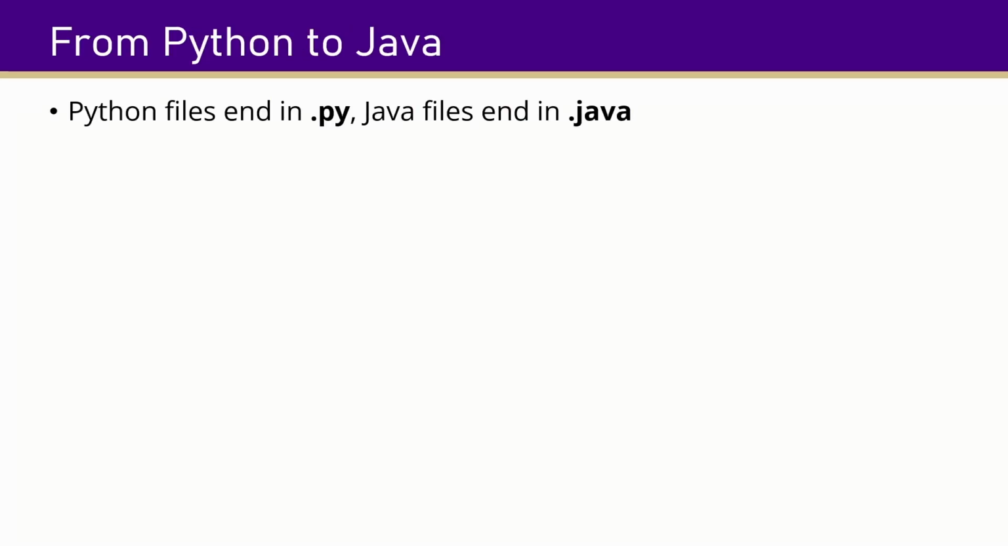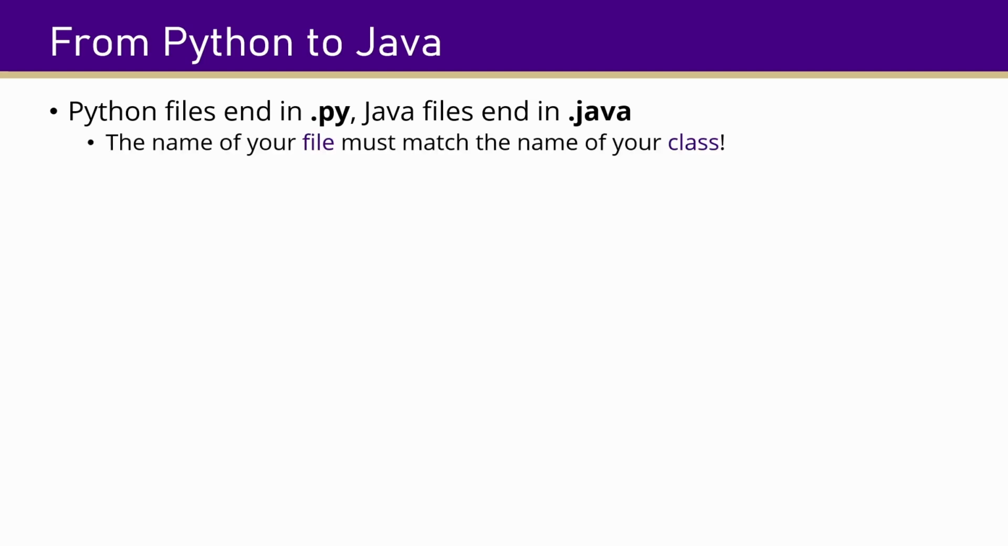Alright, so here's a few things to remember, especially if you've had a lot of experience coding in Python. So first of all, Java files end in the .java file extension. And in Java, the name of your file actually matters. It's got to match the name of the class. So remember how every file's got to have a class in it? That name must match the file.